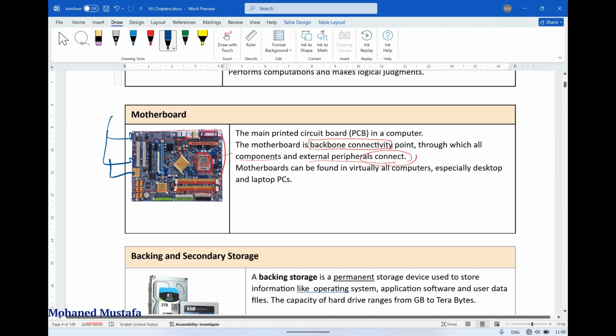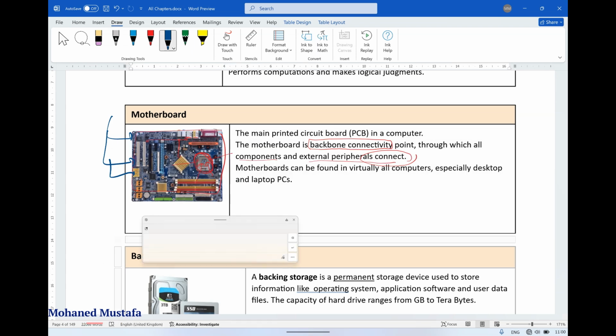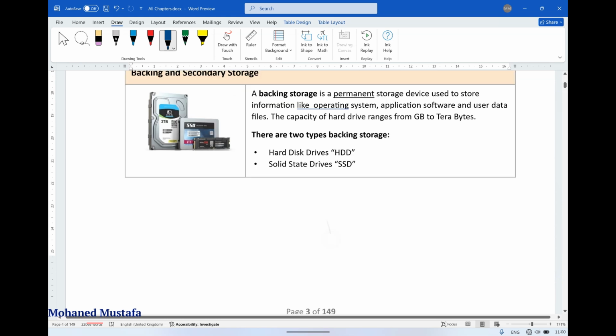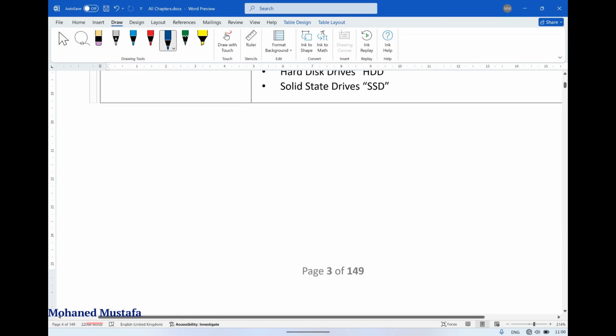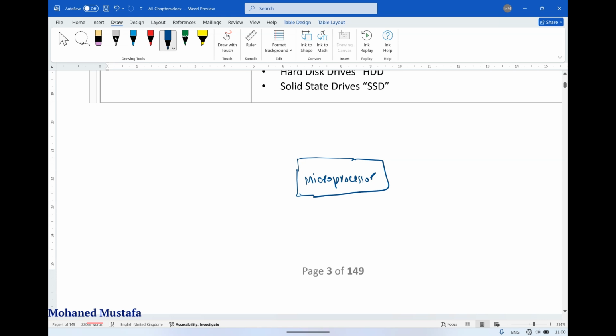Now what else do we have inside the computer? What other things do we have inside the computer? You'll find that other things we have will be the back-end storage devices. And if you look, before I explain this, let me draw it for you. This is the microprocessor, which is the brain of the computer, isn't it? Yes? So the microprocessor will be taking all your inputs, processing them, and then what do you get? An output.